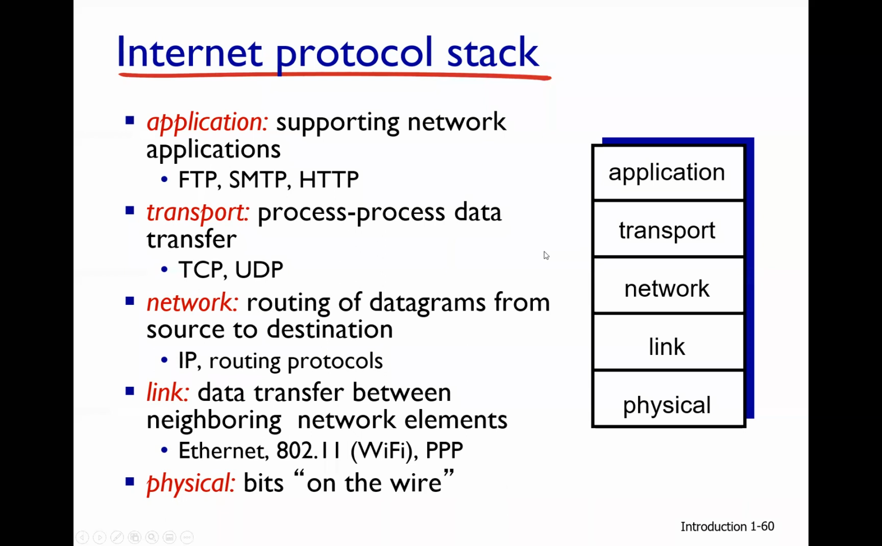The next layer is the transport layer, which handles process-to-process data transfer. In this transport layer, there are two famous protocols on the internet: TCP and UDP. TCP is the Transmission Control Protocol. UDP is the User Datagram Protocol. Both of them provide process-to-process transfer.